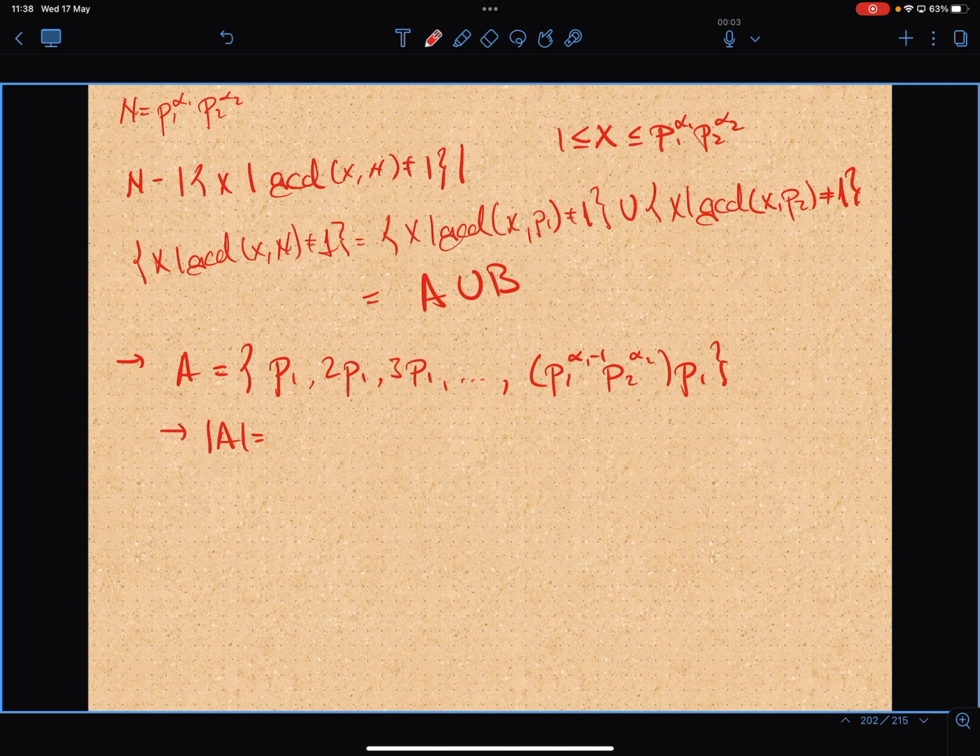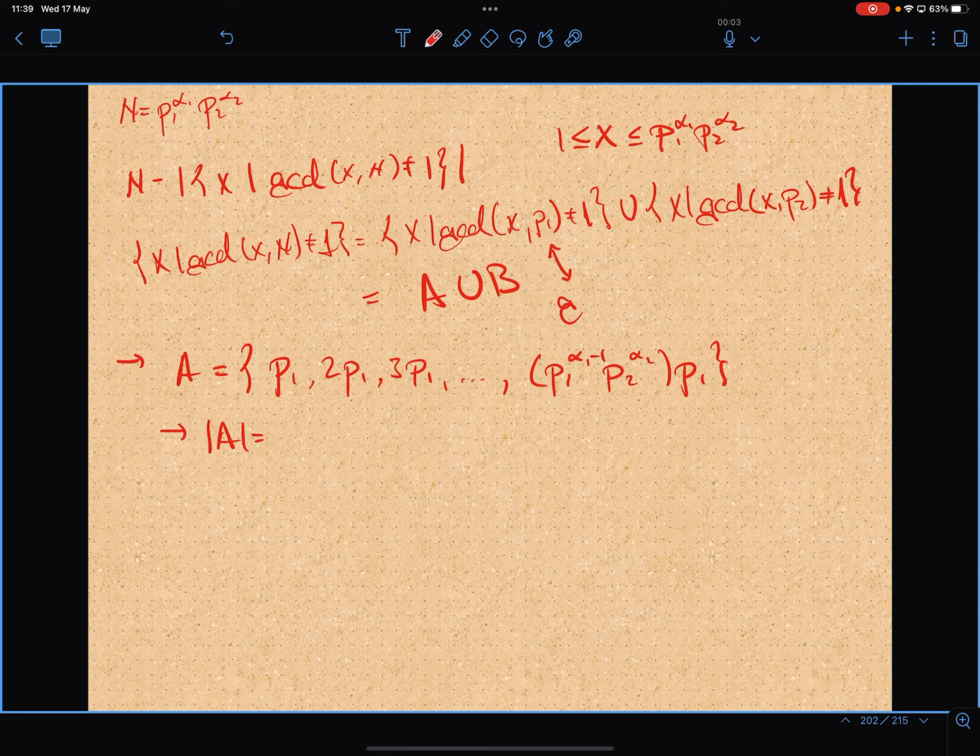Yep. I'm kind of confused. So is A that first set on the left that you have there? Yeah. And should those be P1 to the alphas or just P1? Wait, so A is this, okay, and B is this. And is your question, is this P1 to the alpha 1? Yeah.